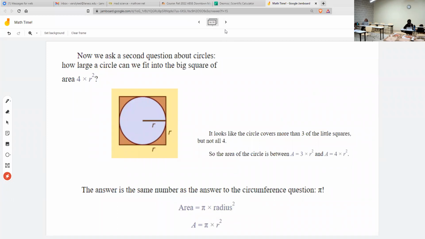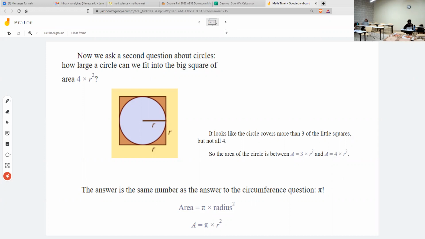So the magic is that the answer to this question is the same as when we put string around people's heads. How many of those 4 r squared boxes does it cover? More than 3, less than 4. It turns out to also be pi. And there's no reason at the amount of math you know why it would be the same. Why isn't it 3.4 instead of 3.14159? But just trust that it is the same, and that's nice because that means on our calculator we only need 1 button, whether we're doing circles with perimeter or circles with area.